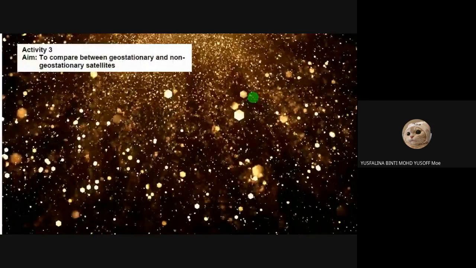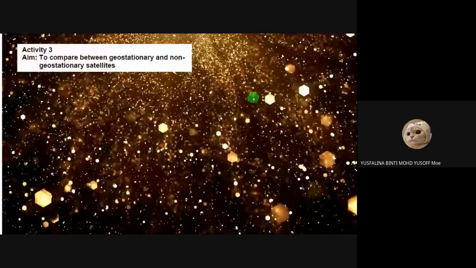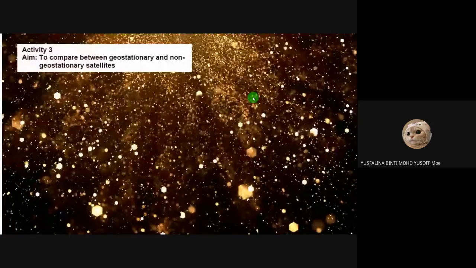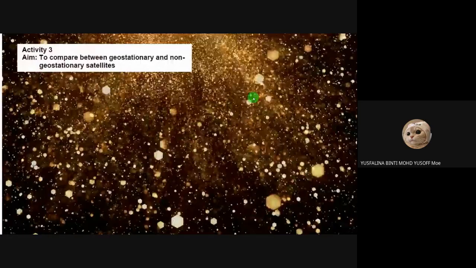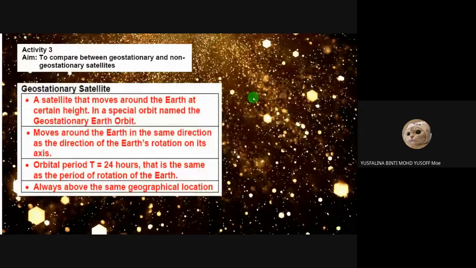For activity 3, the aim is to compare between geostationary and non-geostationary satellites. So what's the difference? There are two kinds of satellites: the geostationary satellite and the non-geostationary satellite.